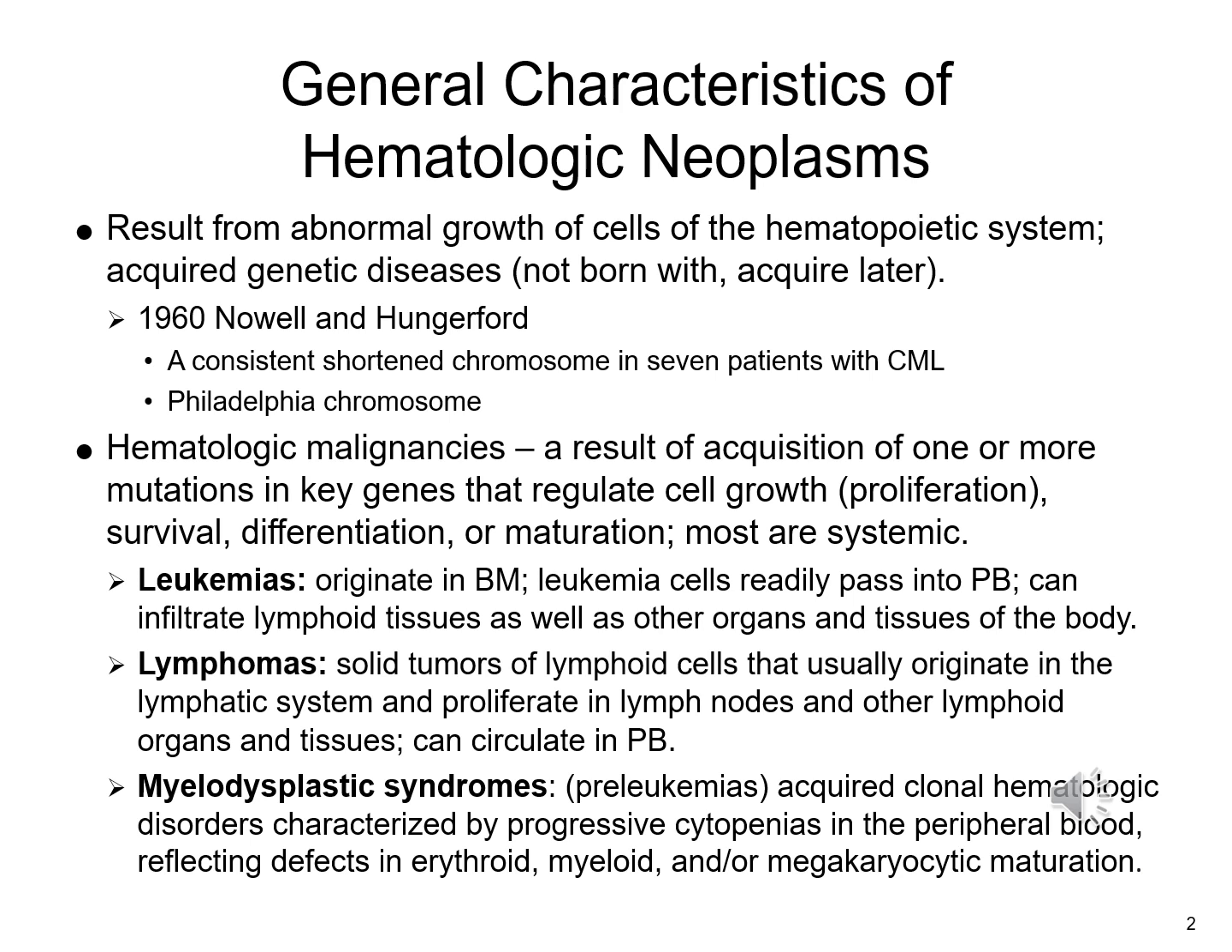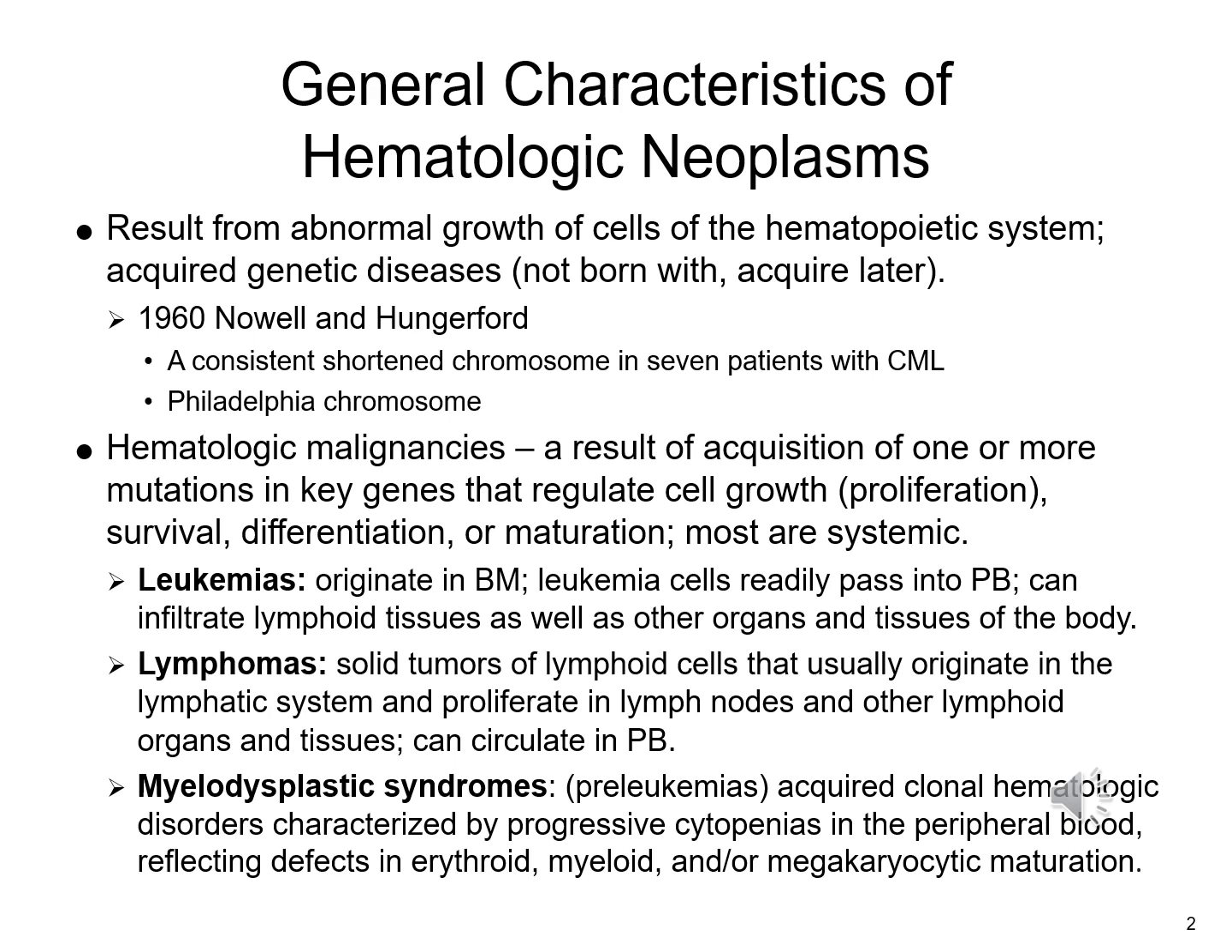Hematologic malignancies result from the acquisition of one or more mutations in key genes that regulate cell growth, otherwise known as proliferation. They also affect survival, differentiation, so whether the cell will mature along one particular stem cell line versus another, and maturation. Your leukemias originate in the bone marrow, so the leukemia cells will pass over into the peripheral blood. But they can also infiltrate lymphoid tissue, which includes your spleen, your liver, your lymph nodes, as well as some of the other organs and tissues throughout the body.